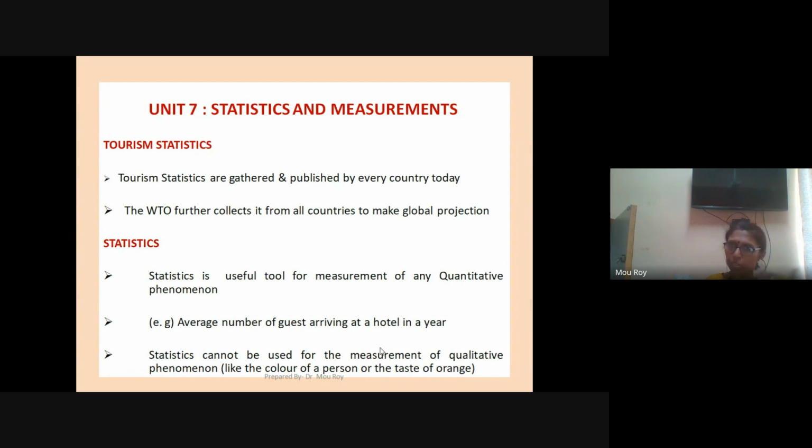Similarly, it's not only about foreigners, even domestic tourists visiting from one destination to another. All this information is being gathered, and once gathered, it is sent to the tourism offices. I'll show a video on that also, on how it is done. So this is how tourism statistics are gathered and published by every country today.